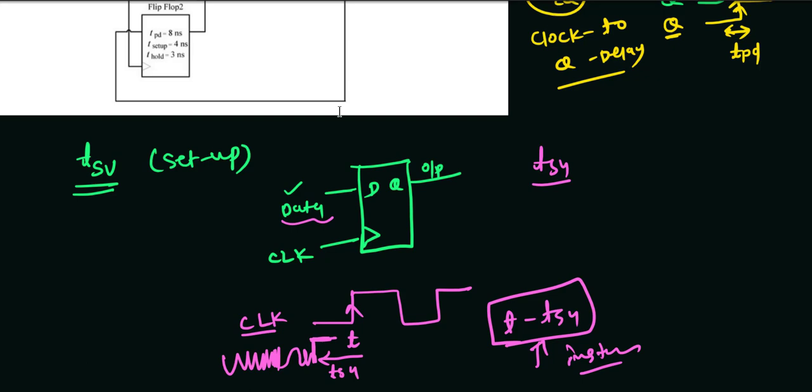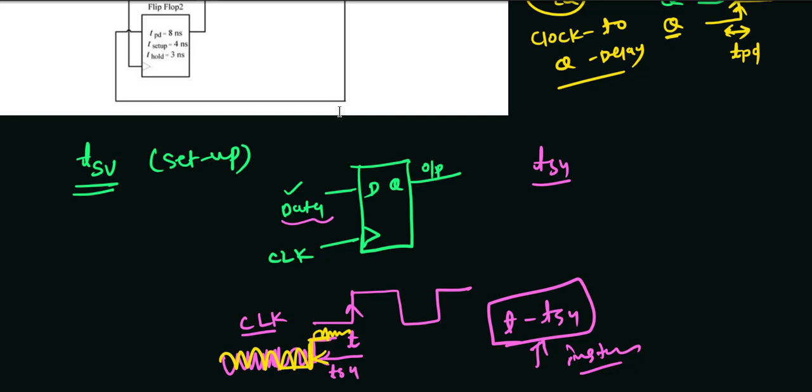Let's say this is the t time instant, and t minus t setup time before, my data should be stabilized. After that this data should not change. So you cannot change this data here. You can change this data here, but t setup time before, the data must be stabilized. So this is the constraint.